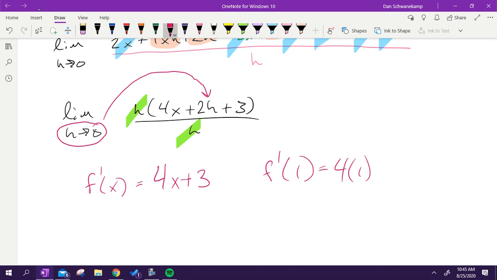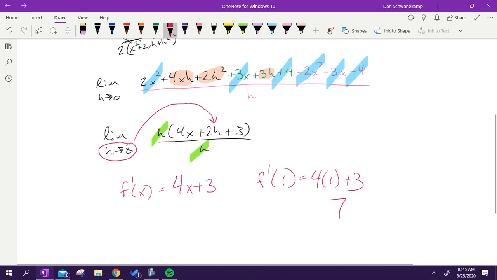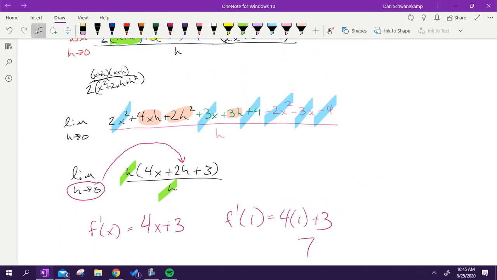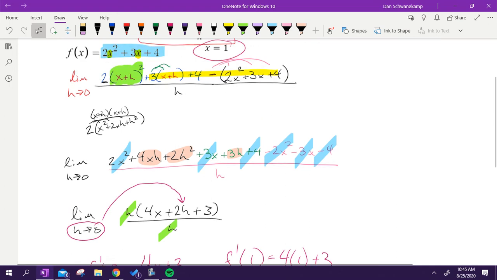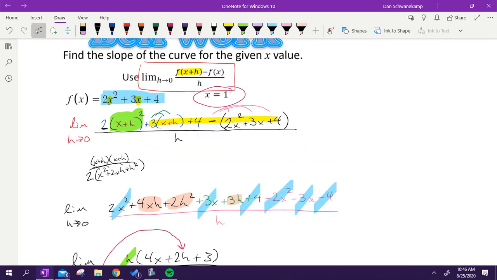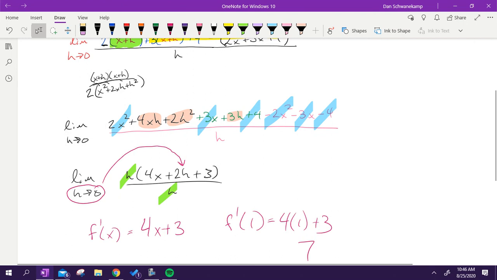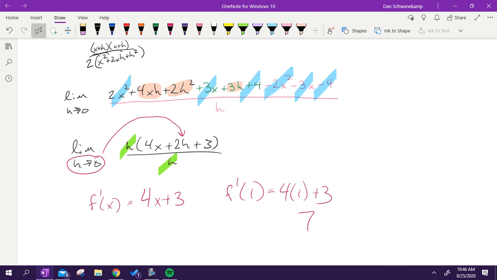4 times 1 plus 3, I get 7. It's a long process. Again, after our first quiz, I'm not going to make you do it again. I'm only going to make you do it on this quiz because later on we're going to do it in different ways. You still need to understand it. You still need to recognize it, but we'll do it in a different way. Questions on something on that first one? The slope of the line is 7 at that spot.